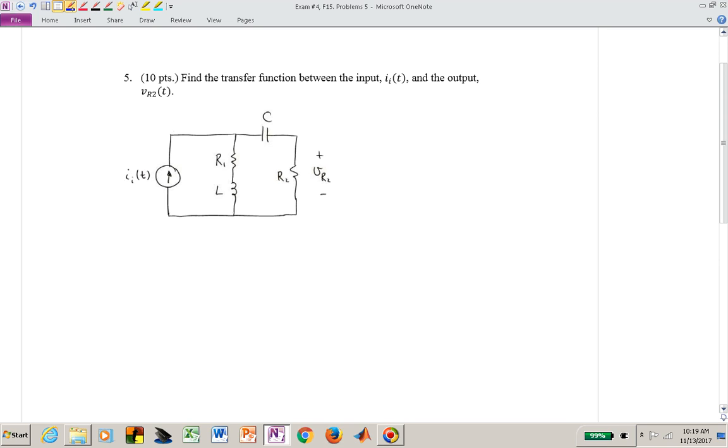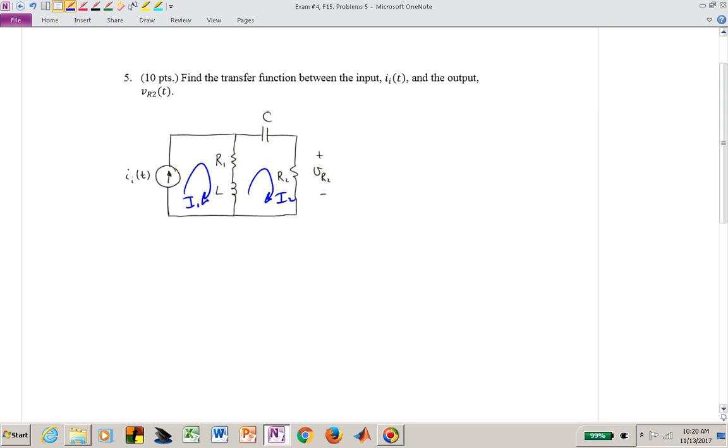If you have looked at the solutions, you can work this many different ways. A lot of times students like to work problems using mesh analysis. That's fine, but you're probably going to want to immediately be thinking in the S domain.